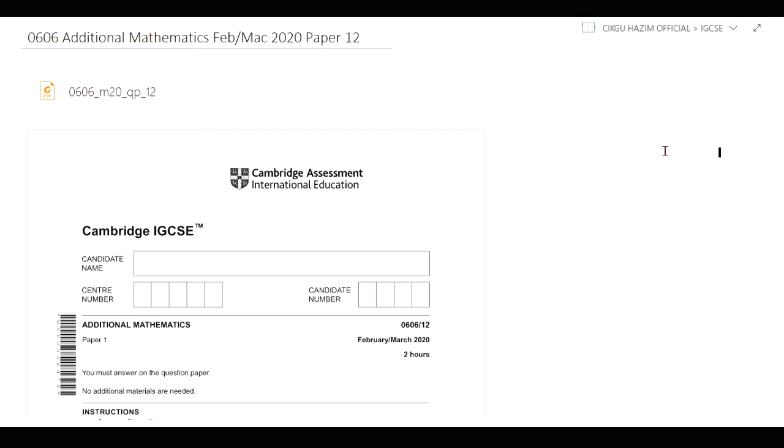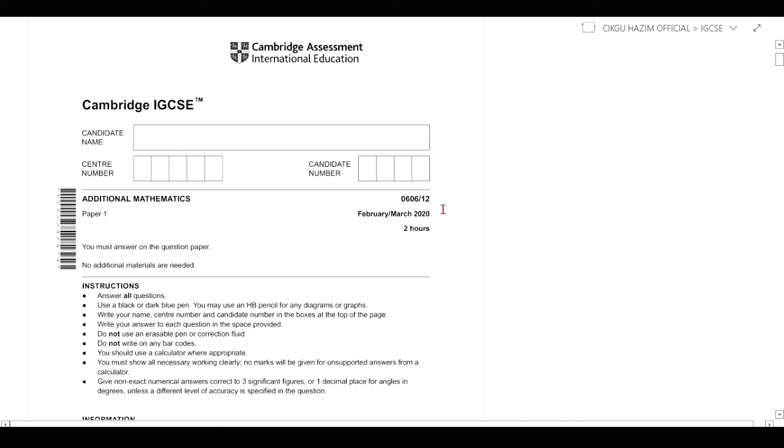Okay, so here we are in paper Addmath. As I told you before, I will be helping you guys in paper mathematics and also paper additional mathematics. So without further ado, let's continue with our first paper, which is paper February-March 2020, paper 1.